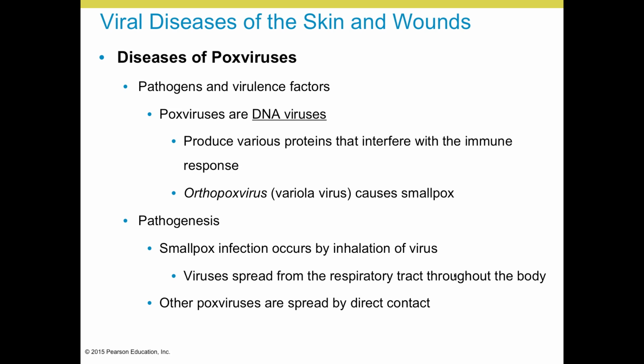How do you get smallpox, or variola? Well, through inhalation. The virus goes through your respiratory tract and then through your body. However, the other pox viruses are spread by contact, skin to skin.